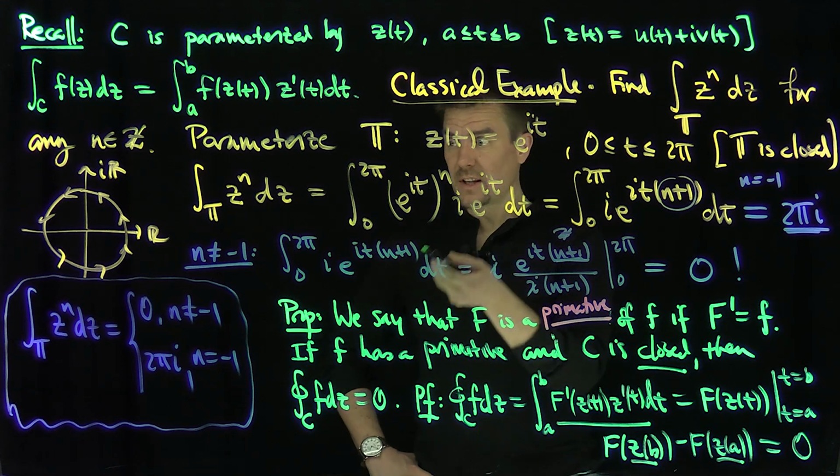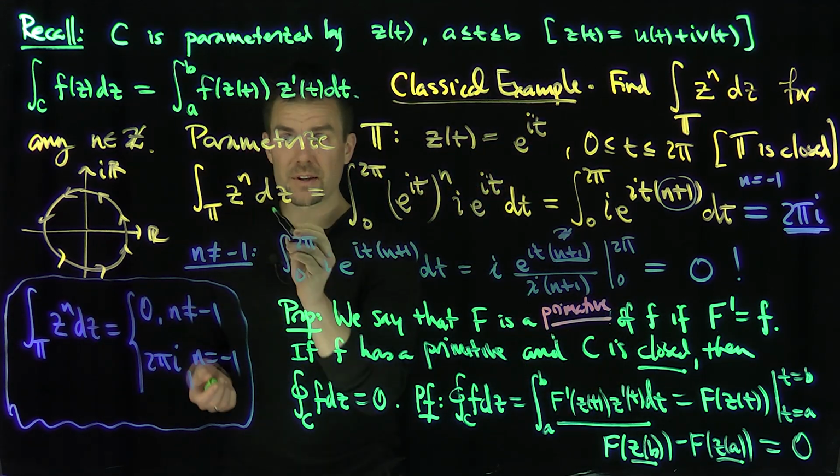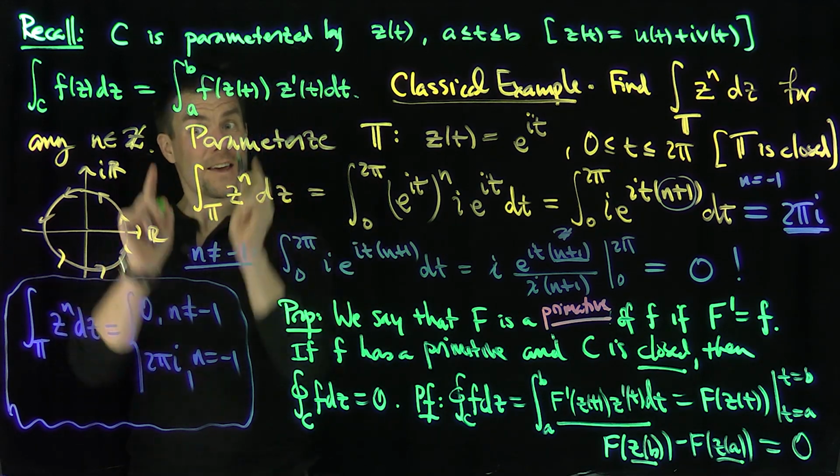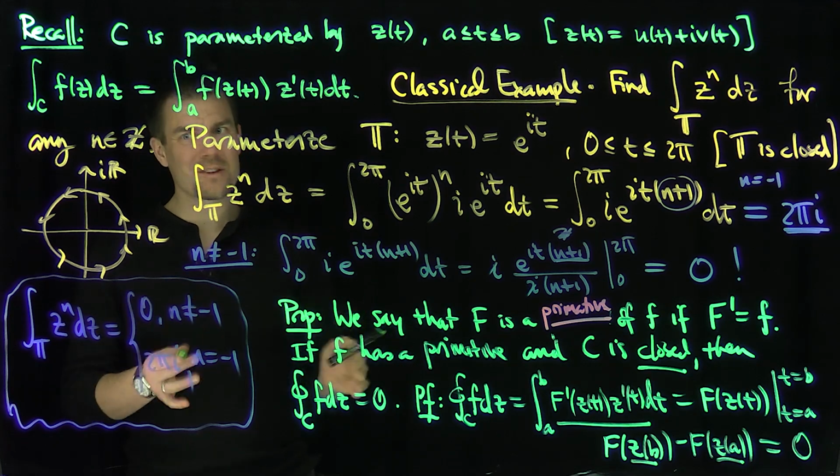The function z to the power n has a primitive. What's the primitive of z to the n? The primitive of z to the n is z to the n plus 1 over n plus 1, if n is not equal to -1. If it's equal to -1, then it's a logarithm. Logarithm gives us a problem.